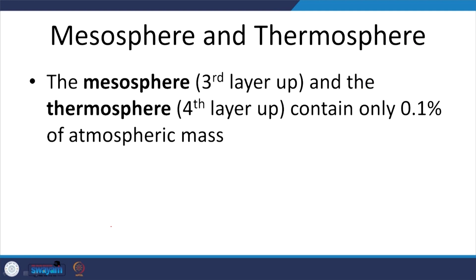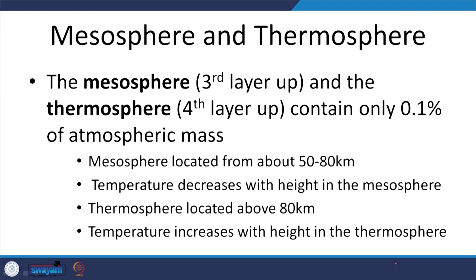So, the mesosphere, the third layer up, and the thermosphere, the fourth layer up, contain only 0.1% of the atmospheric mass. So, mesosphere and thermosphere. Generally, for the discussions about the weather or anything that generally matters for the Sun Earth system, these two layers are irrelevant. I mean, nothing that happens here is relevant to us. Okay. So, mesosphere is located about 50 to 80 kilometers, and temperature decreases with height in the mesosphere. Thermosphere is located above 80 kilometers, and temperature increases with height in the thermosphere.